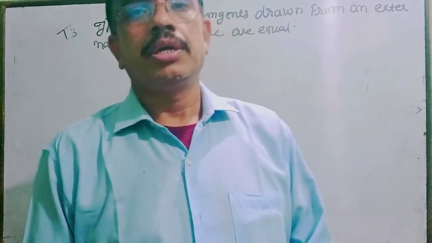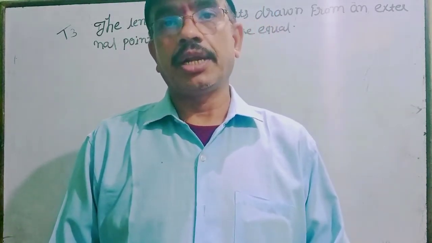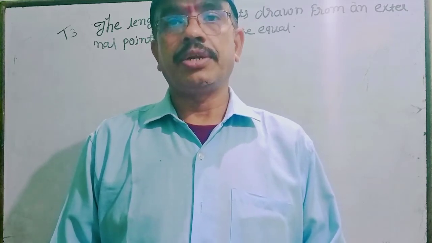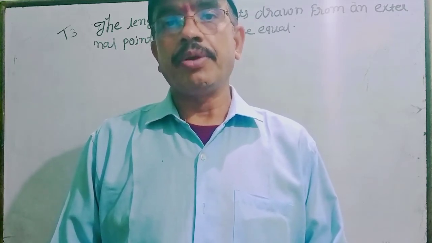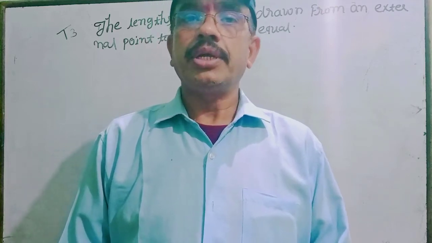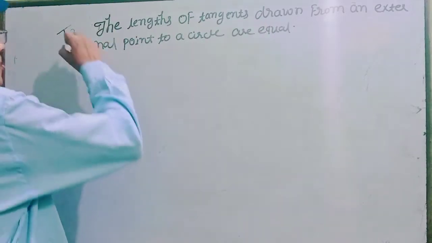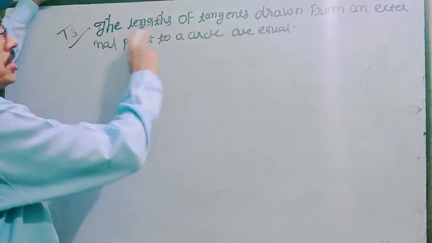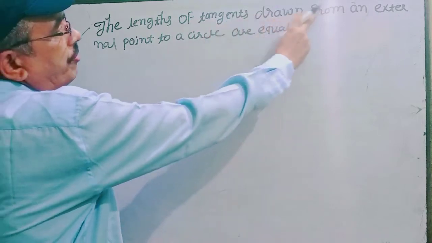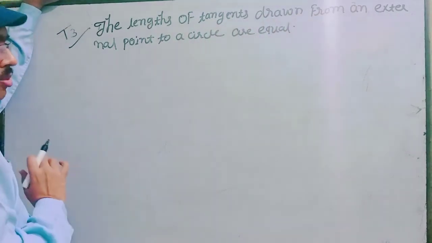Student, this is the second part of the video of the exercise on the circle. Theorems 1 and 2 were already in the first video. So now we see up to theorem 3 of the theorems of the circle. Here is theorem 3: the lengths of tangents drawn from an external point to a circle are equal.